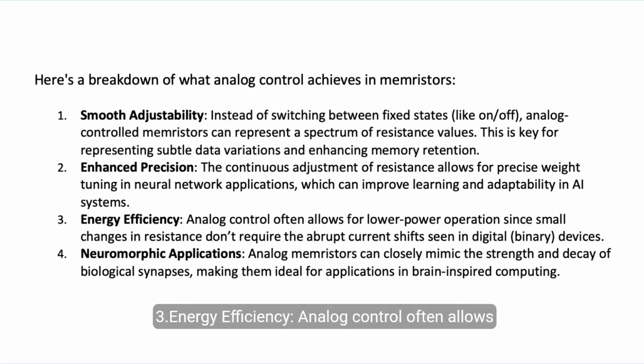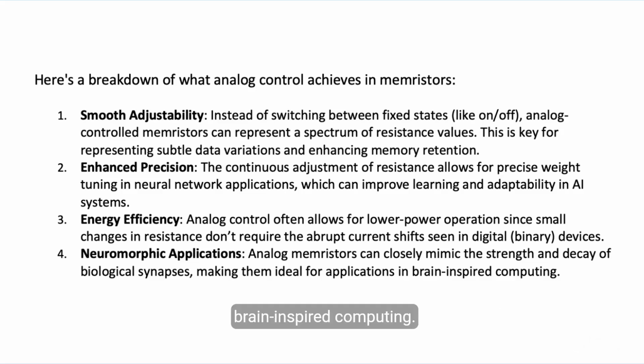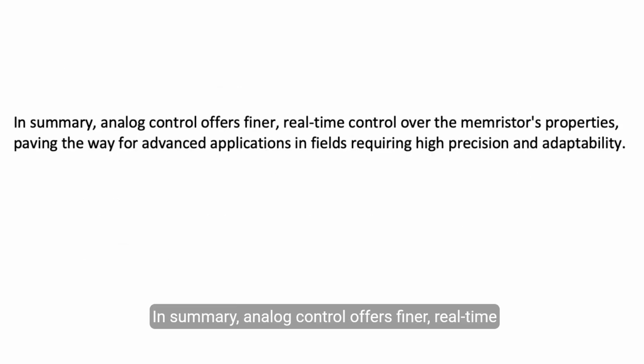3. Energy efficiency. Analog control often allows for lower power operation since small changes in resistance don't require the abrupt current shifts seen in digital binary devices. 4. Neuromorphic applications. Analog memristors can closely mimic the strength and decay of biological synapses, making them ideal for applications in brain-inspired computing. In summary, analog control offers finer, real-time control over the memristor's properties, paving the way for advanced applications in fields requiring high precision and adaptability.